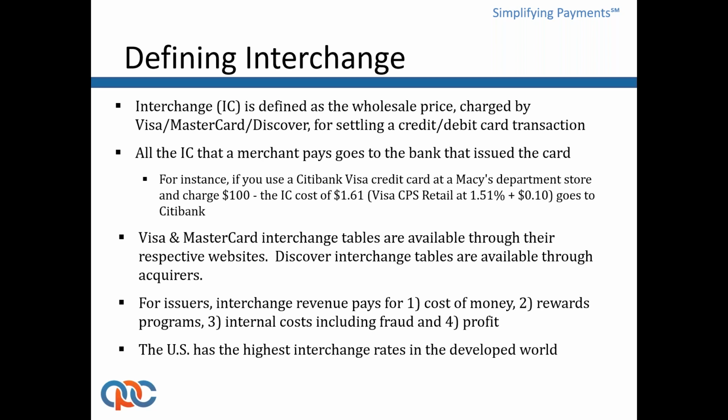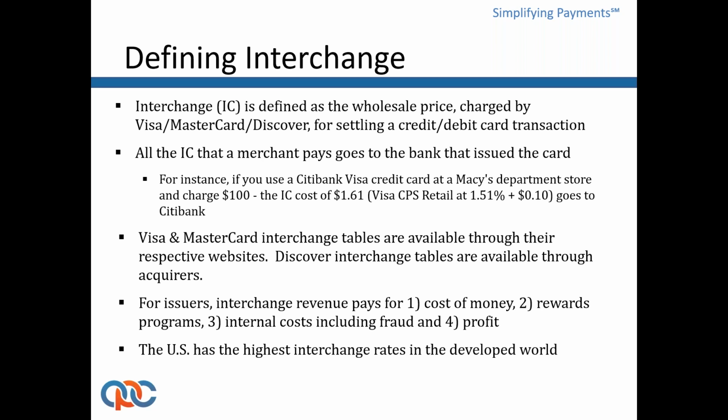It also pays for the cost of money, because there are many of us who pay off our credit card balances in full at the end of every month. When we do that, we basically had the use of a bank's money for about 25 to 30 days, and we didn't have to pay any interest charges. So there is a cost to the bank for basically giving you that line of credit. So it pays for the cost of money.